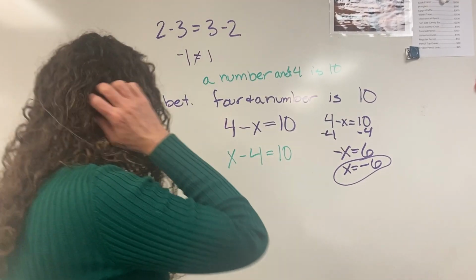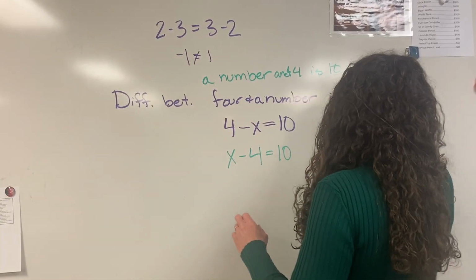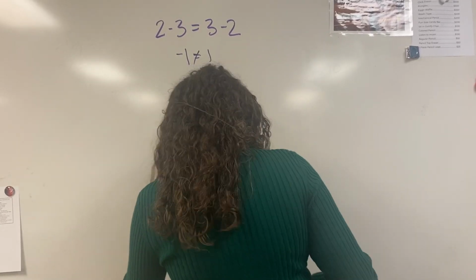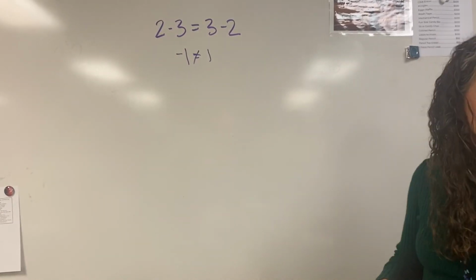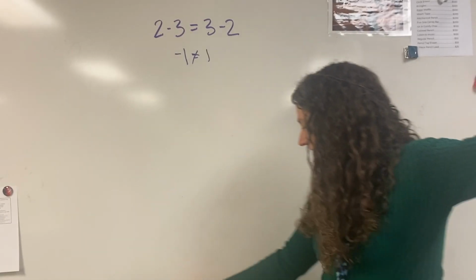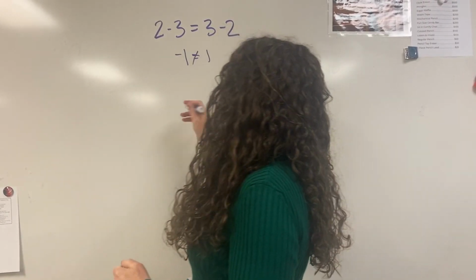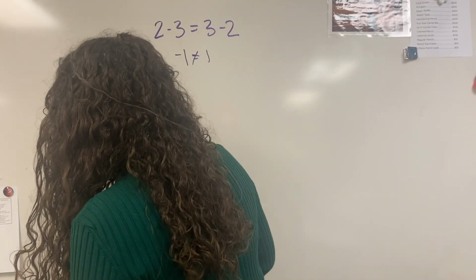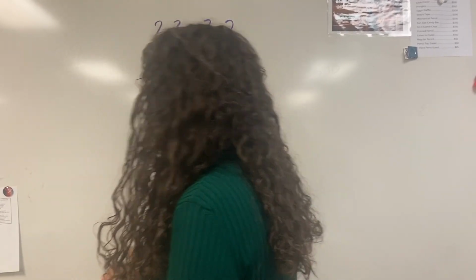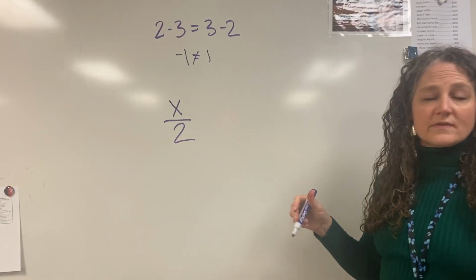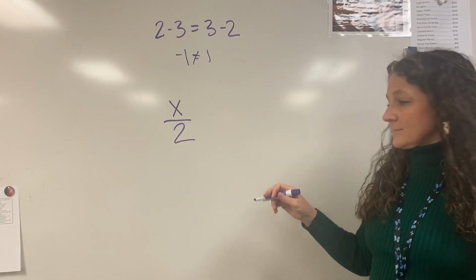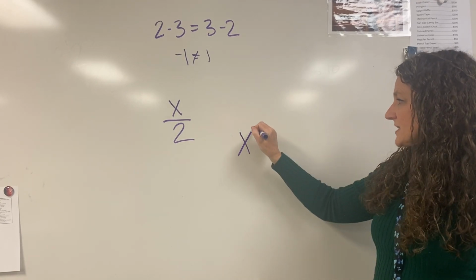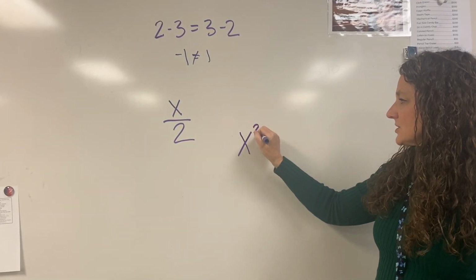Half of a number. How do I write half of a number? Marius said it. Say it loud again, Marius. Divided by 2. So we have a number and we divide it by 2. What about the square of a number? How do I do that, Lara? You put the number, and then you put a little 2 up there. What's that called? An exponent.